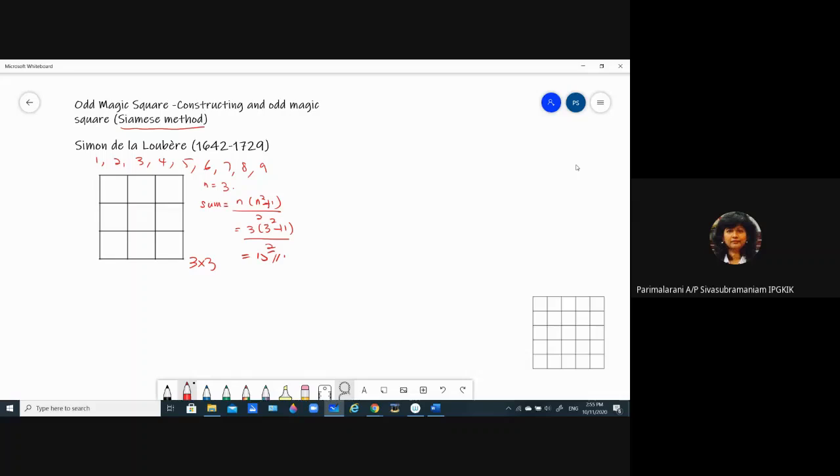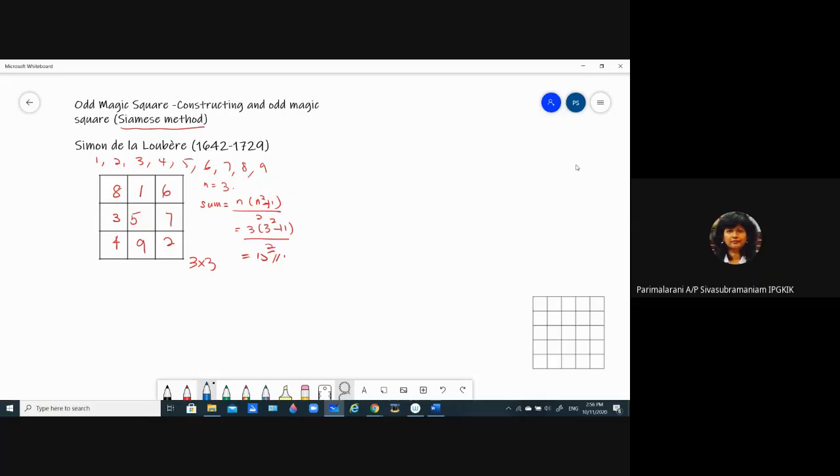So you watch how I'm putting the numbers into this square, and I want you to see the pattern. 6, 7, 8, 9. So now let's calculate the sum for each row.